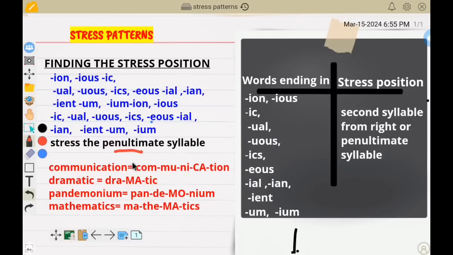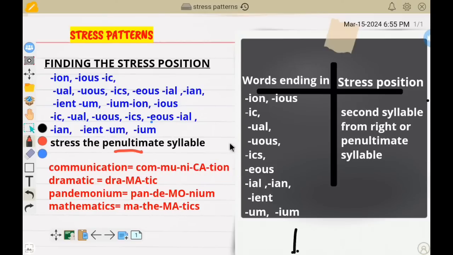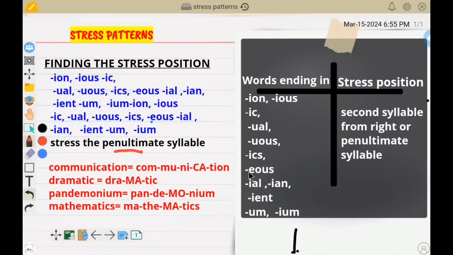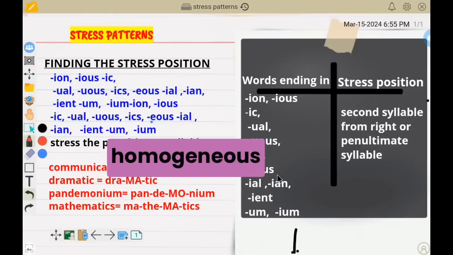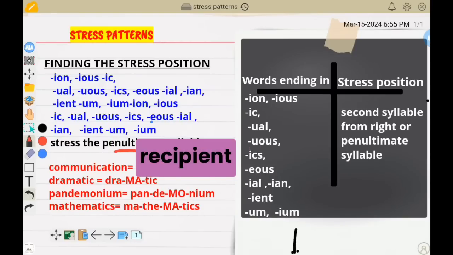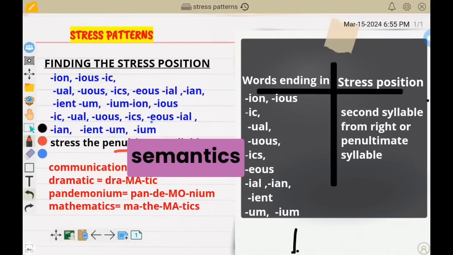Then you have things like specific. These are the ones ending in IC: specific, graphic, dramatic, and so on. Then the ones ending in UAL, so you have continual, unusual, and so on. Then this one, you have things like homogeneous, non-homogeneous, and so on. Then ICS, you have things like mathematics. IENT, you have words like recipient, efficient, and so on. Then ICS, you also have things like semantics, and so on.